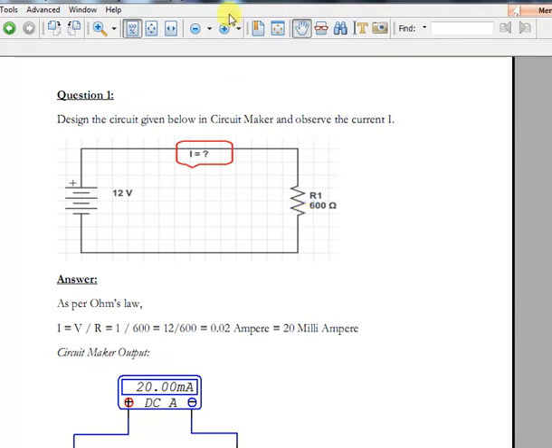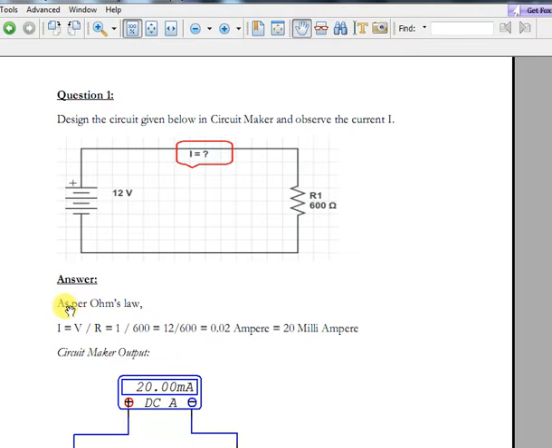For example, directly let us go for the question. The first question is design a circuit which is given below and observe the current I. We've got a battery and a resistor. Value of battery is 12 volt and resistor is 600 ohm, and we have to calculate the current.